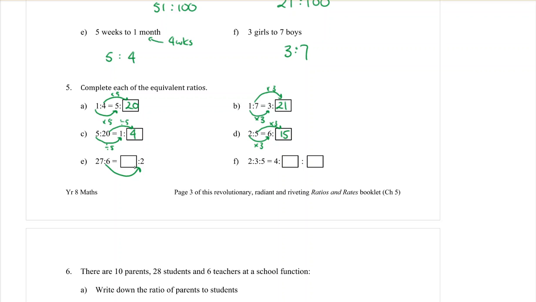I have to divide by something to get to 2. 6 divided by what makes 2? 6. No, 6 divided by 6 makes 1. 6 divided by 4 doesn't go nicely. Get your calculator out. 6 divided by what makes 2? 3.